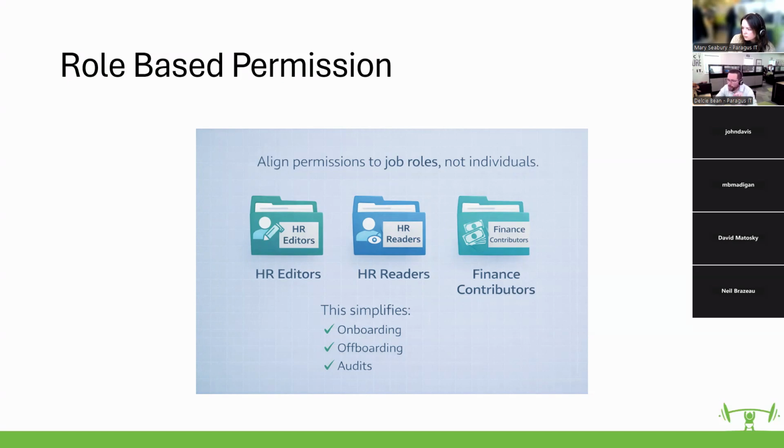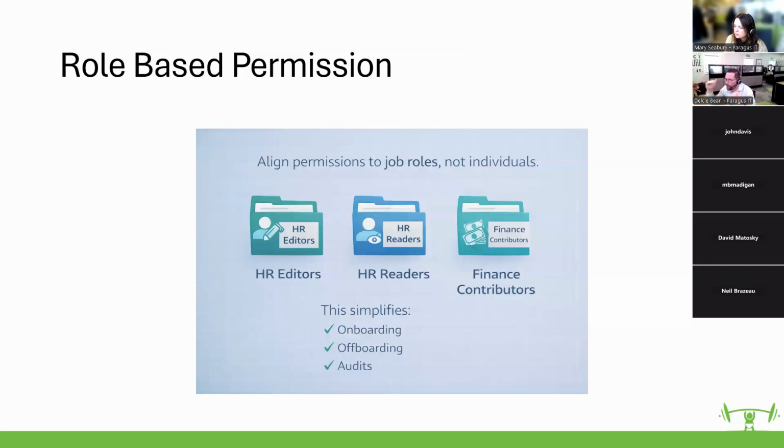A much more scalable approach is to align permissions to job roles rather than individuals. So instead of adding specific names, you create structured groups such as HR editors or HR readers or finance contributors. These groups represent responsibilities within the organization, not specific people. Individuals are then added or removed from the groups as their roles change. The site or library permissions remain stable, while group membership can adjust as needed.